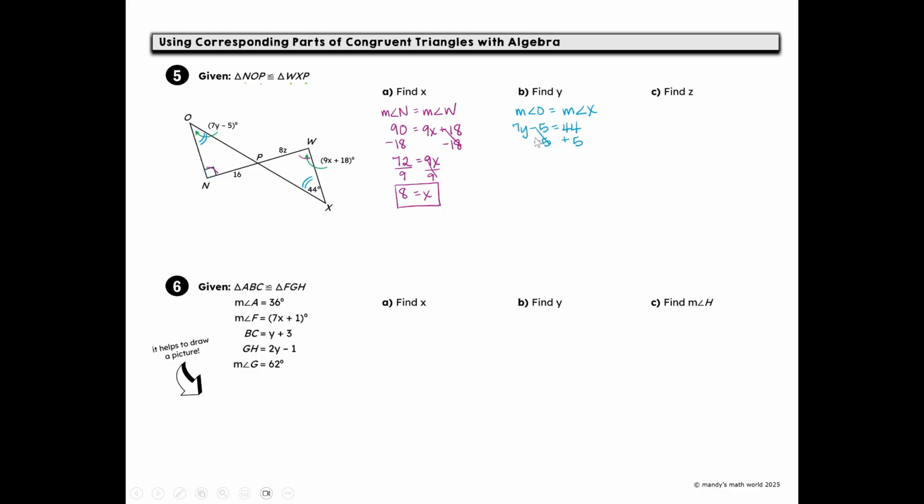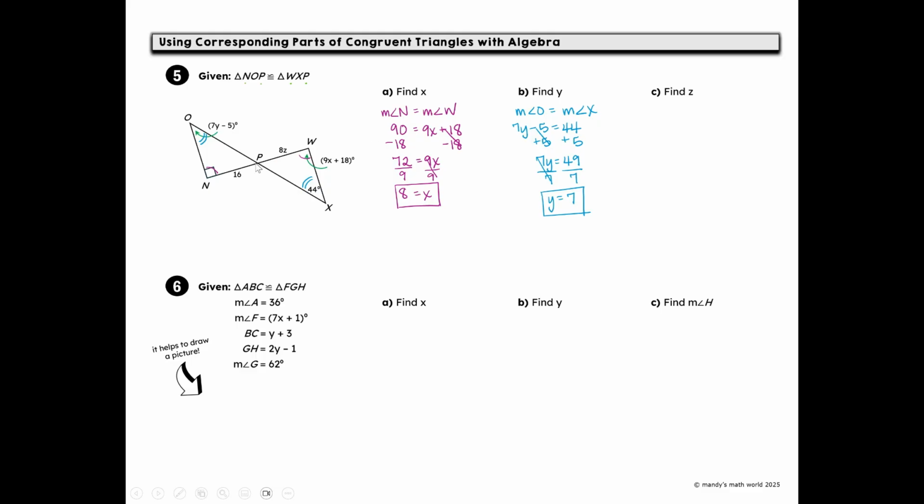Now I'm just going to solve for Y. Add 5 to both sides. I get 7y equals 49. Divide both sides by 7, and I get y equals 7. Let's move on and find the value of Z.